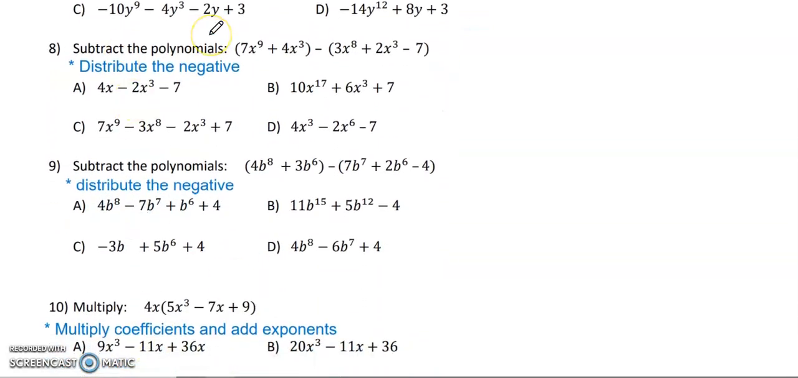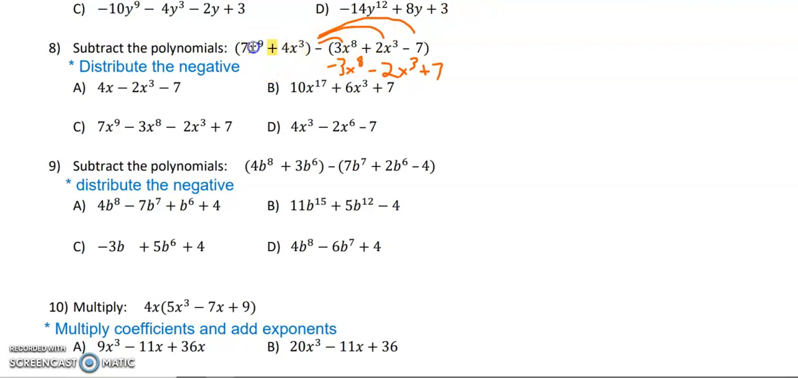It says subtract the polynomials. So when we subtract the polynomials, we need to distribute the negative sign. So now this is going to be negative 3x to the 8th. It's going to be negative 2x to the 3rd. And then positive 7. Okay, so we have negative 3x to the 8th. We have negative 2x to the 3rd. And then positive 7. And now I can go ahead and start combining like terms.